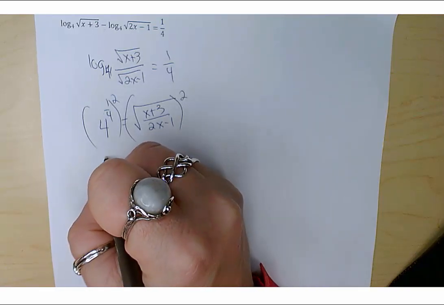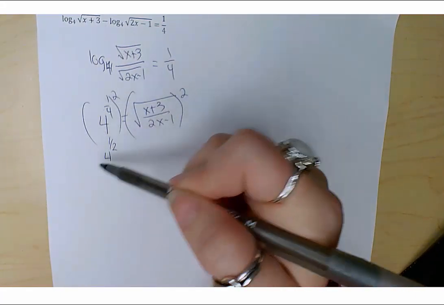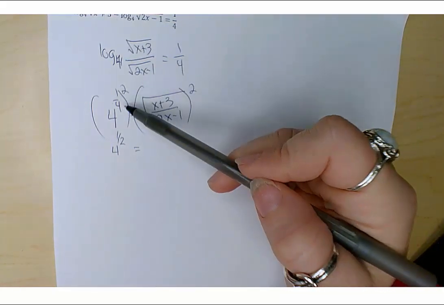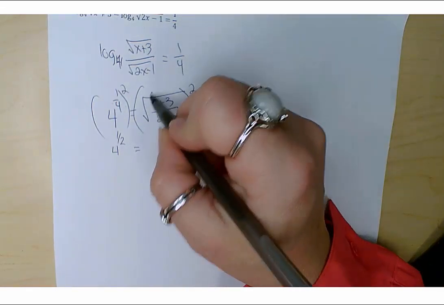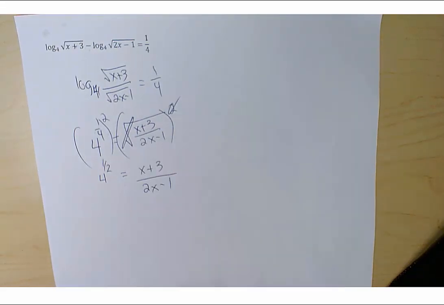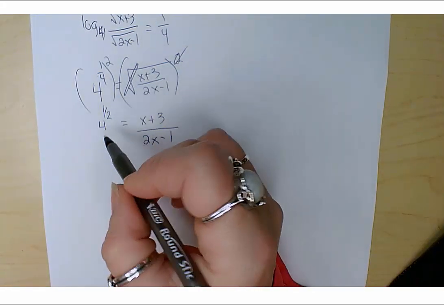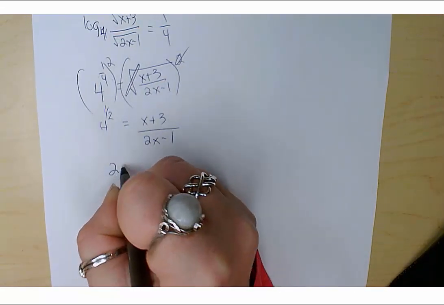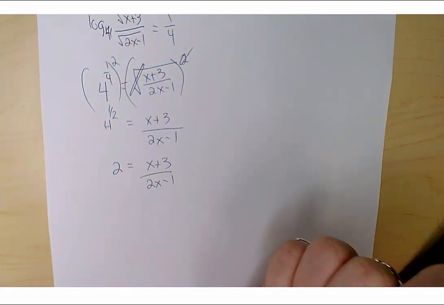So this is just 4 to the 1/2 power, which is really just the square root of 4 on the left-hand side. We should be left with a 2 on this left-hand side. But otherwise, you have an exponent to an exponent, multiply these numbers together to get the 1/2. On the right-hand side, the square root and square go away, and we're left with x plus 3 over 2x minus 1. On the left, 4 to the 1/2 is equal to 2. So this is the equation that we are looking at solving.